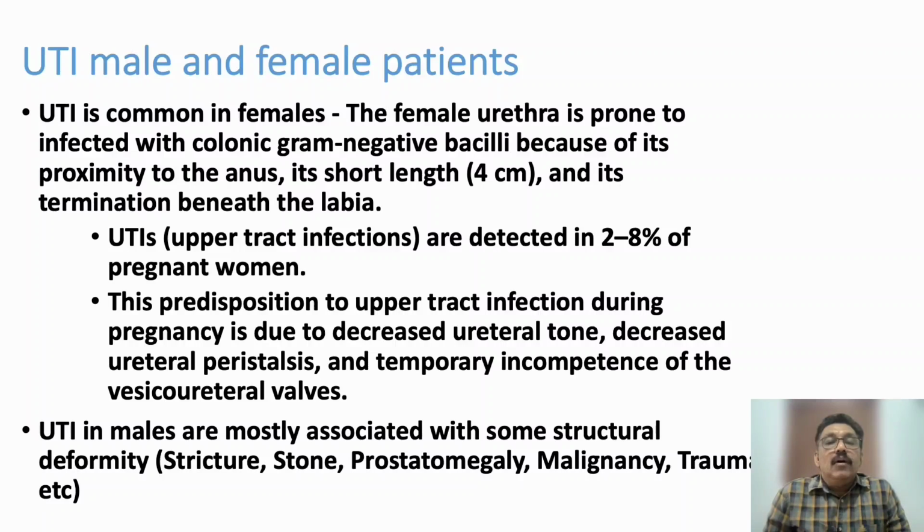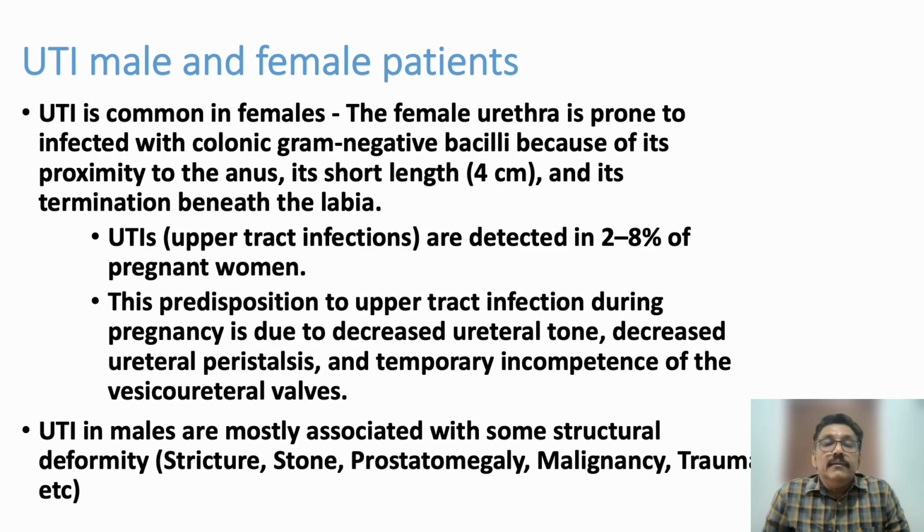UTIs are very common in female patients, but very rare in male patients. That is because of the anatomical organization of the female reproductive organs and urinary tract in the pelvis. Whereas in adults, that is very important, if you are getting a urinary tract infection, there has to be a reason for that. But in females, without any major structural abnormality itself, a patient can have urinary tract infection. Especially in pregnancy, you can get an increase in the number of urinary tract infections.